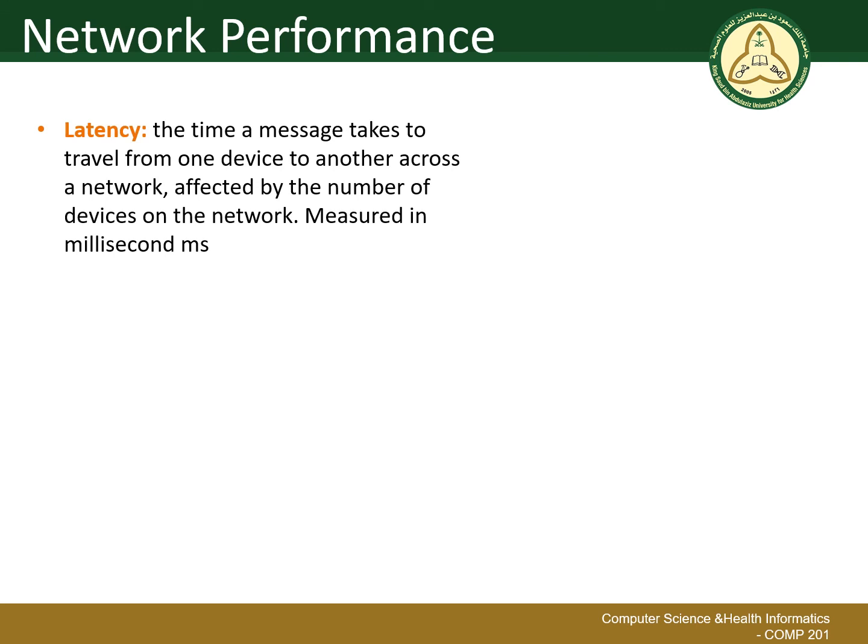Another thing that we need to understand is network performance. How do we decide whether the network has a good performance or a bad performance? First one is called latency. Latency is actually the speed. It is the time a message takes to travel from one device to another device across a network, affected by the number of devices on the network, measured in milliseconds. So how many devices in between also affects the latency.